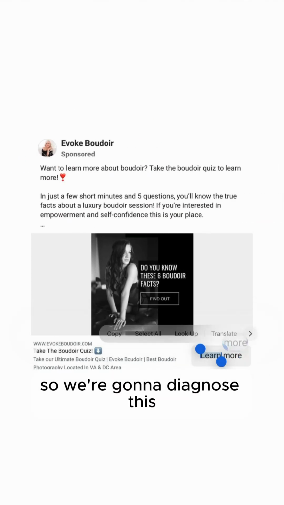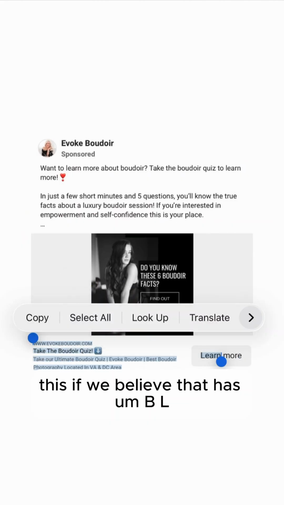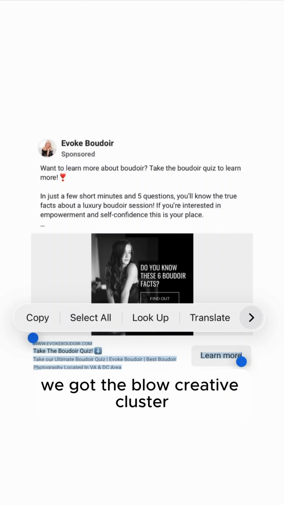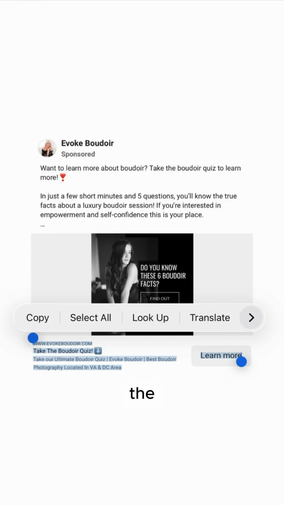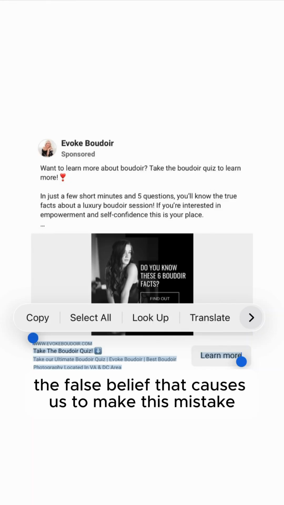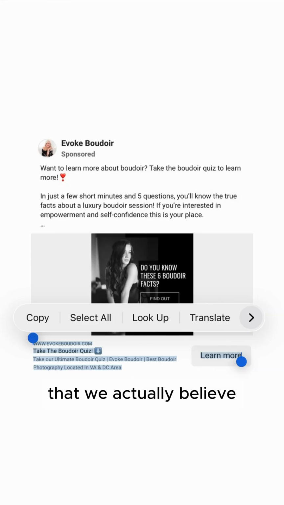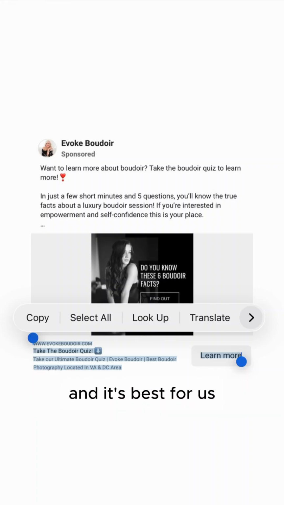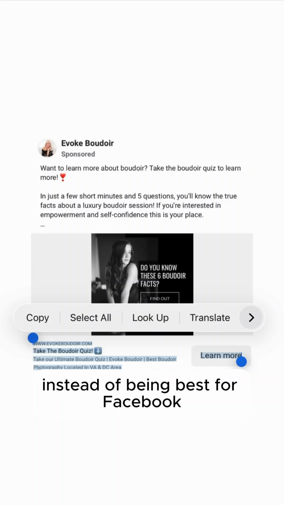So we're going to diagnose this and see if we believe it has BLCS, aka Boudoir low click syndrome. What I'm seeing here is the below creative cluster, the below creative cluster mistake. The false belief that caused us to make this mistake is that we trust that what Facebook says we should fill out for our ads is what we actually should fill out, and that it's best for us instead of being best for Facebook.